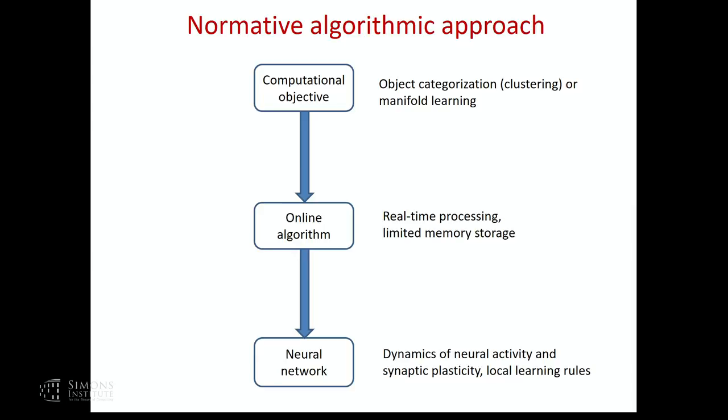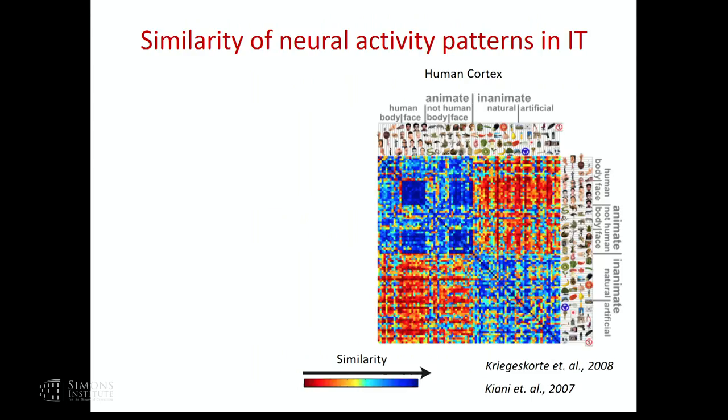Before I tell you what our approach is, I want to motivate it by showing you an experimental result that was obtained by functional MRI in human inferotemporal cortex. This is a higher visual area. What they did was show a subject 100 different objects and record neural activity vectors, where each component of the vector is the activation of a voxel in the fMRI image.